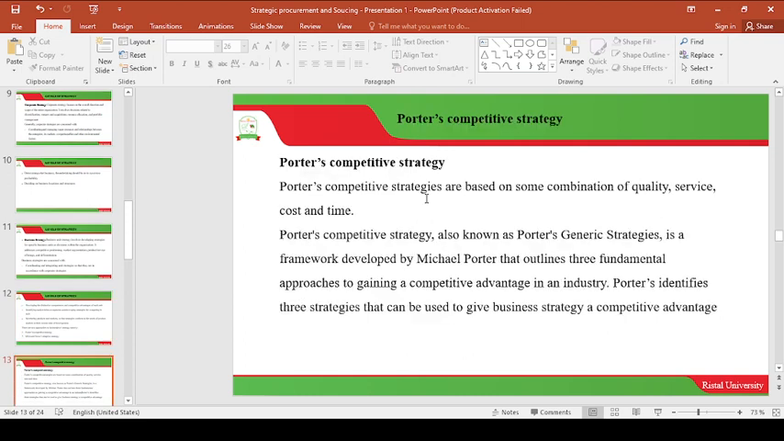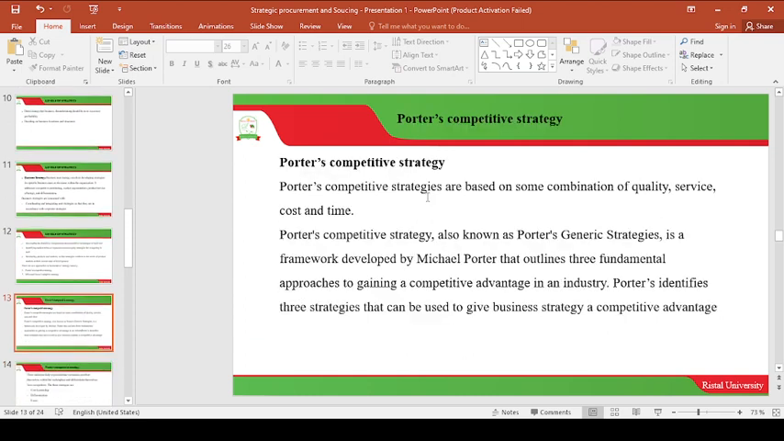So Michael Porter's competitive strategies. Porter's competitive strategies are based on some combination of quality, service, cost, and time. Porter's competitive strategy, also known as Porter's generic strategies, is a framework developed by Michael Porter that outlines three fundamental approaches to gaining a competitive advantage in an industry that your organization or company is dealing in.